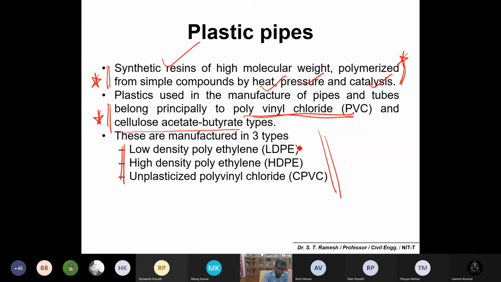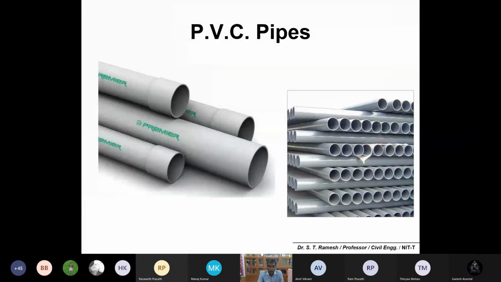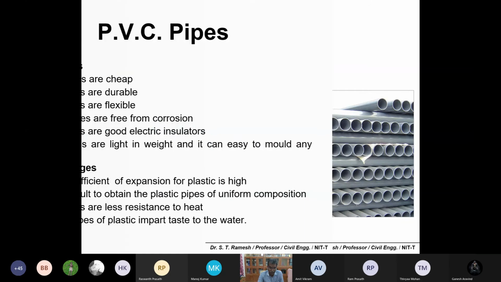Number one, low density polyethylene, high density polyethylene, and you may also have unplasticized PVC. Please remember these three: LDPE, HDPE, and simple PVC. PVC pipes you would have seen. They are also available in different diameters and different thicknesses.